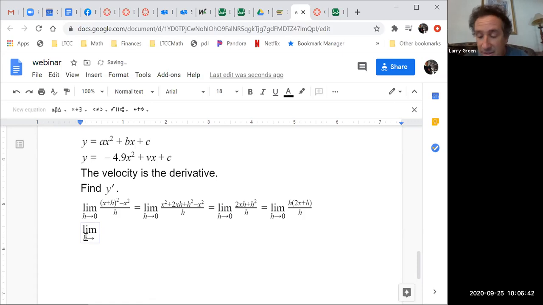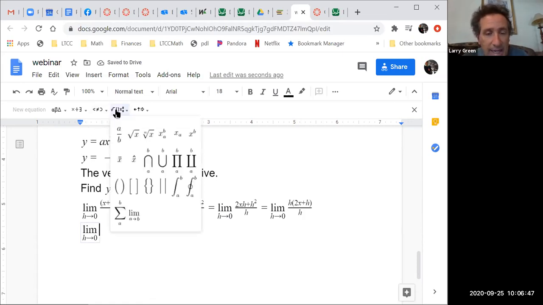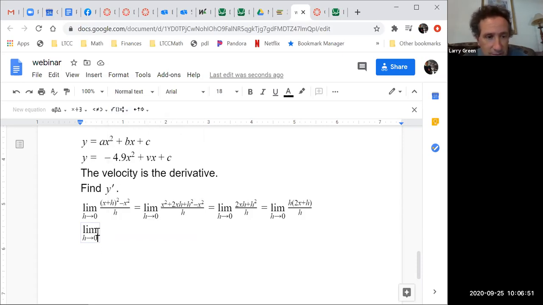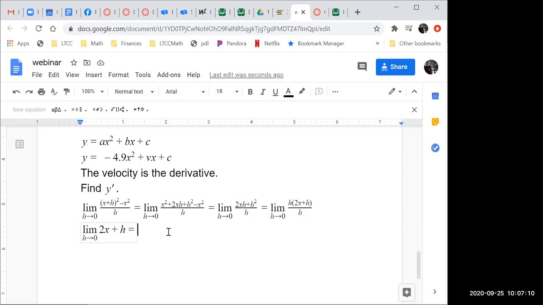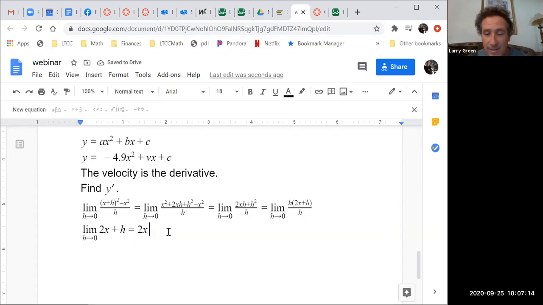And still limit as h goes to 0. And I get 2x plus h. And now what? Once I cancel, what do I do? Plug in. Plug in, and I get 2x.